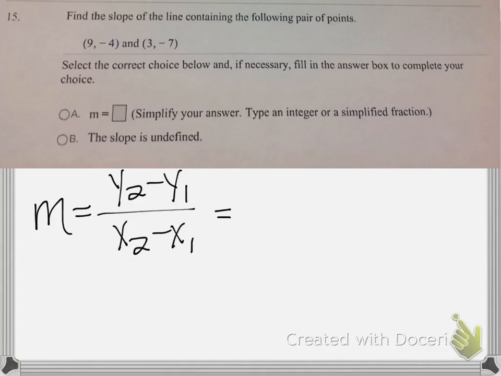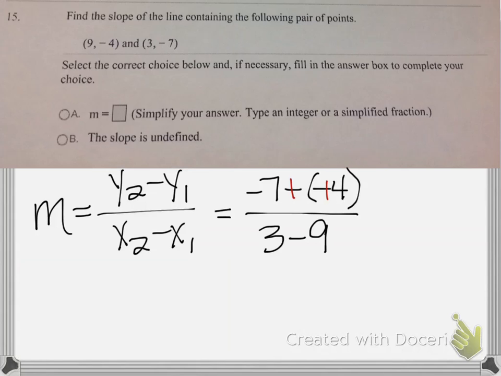Just be consistent. So my y's, I have -4 and -7. I can go -4 minus -7 or -7 minus -4. There's really no advantage over one way or the other because they're both negative. So I'm just going to say -7 minus -4. If I go -7 minus -4, then I have to go 3 minus 9. You have to be consistent.